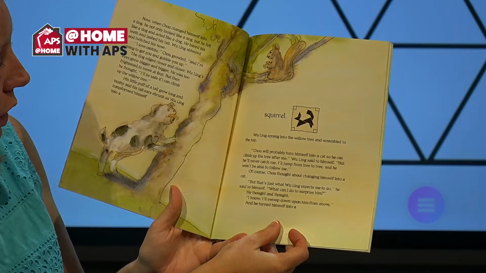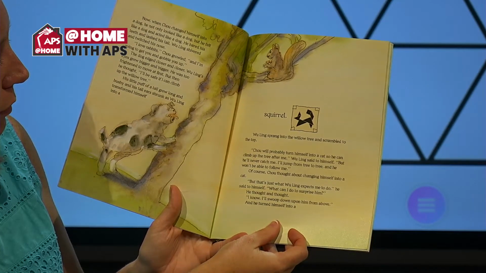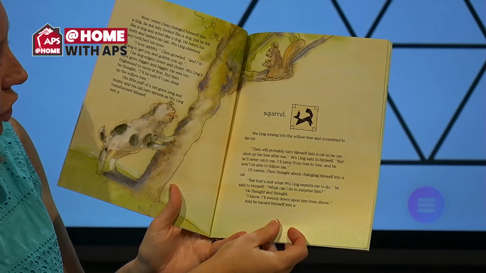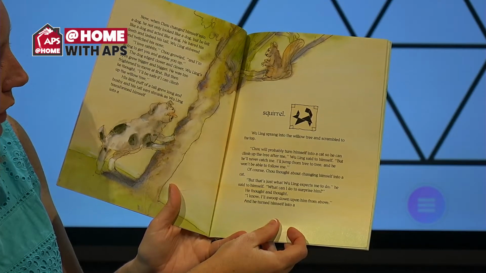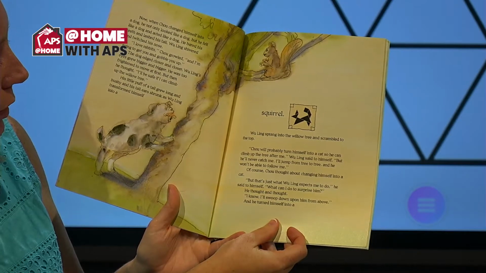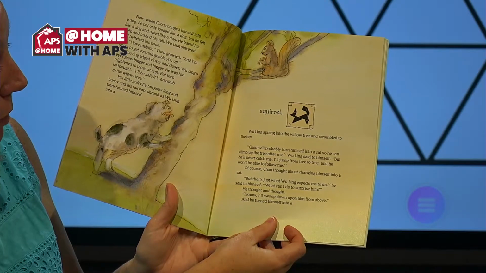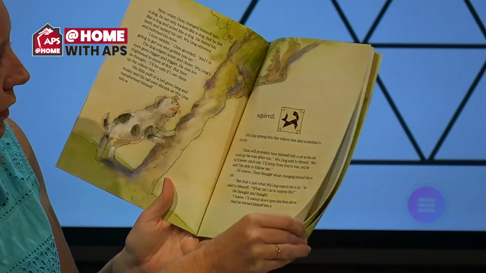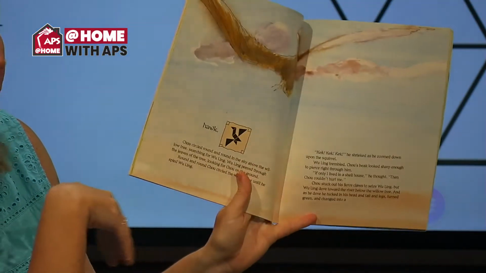Of course, Chow thought about changing himself into a cat. "But that's just what Wu Ling expects me to do," he said to himself. "What can I do to surprise him?" He thought and thought. "I know, I'll swoop down upon him from above." And he turned himself into a hawk.